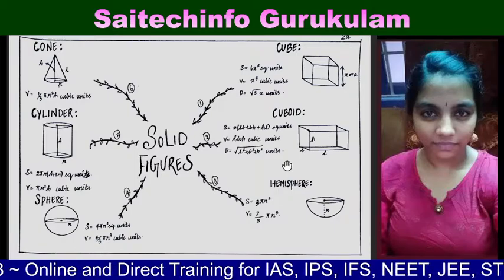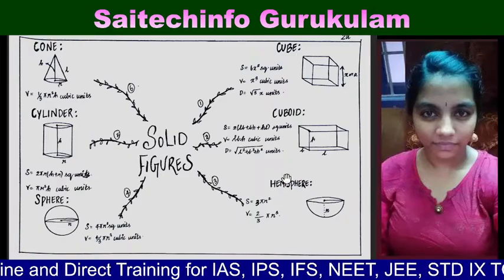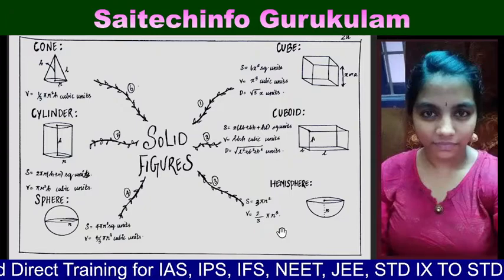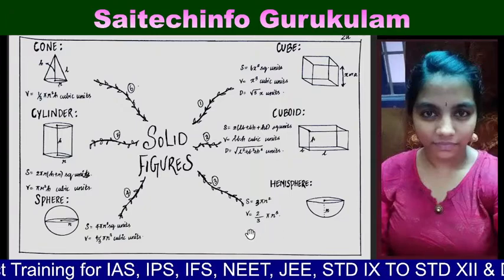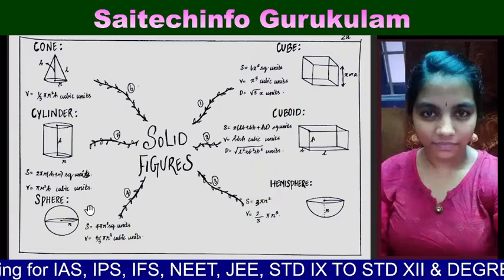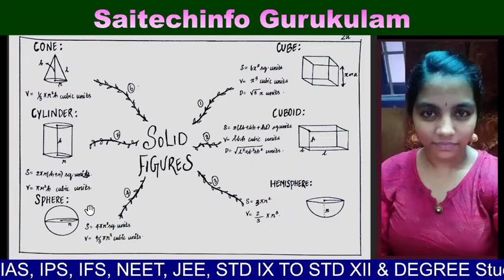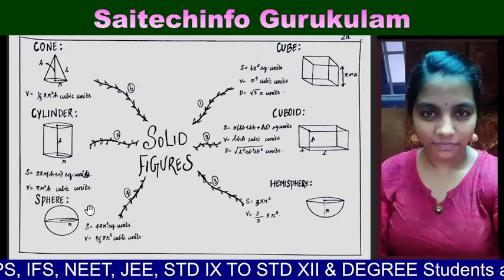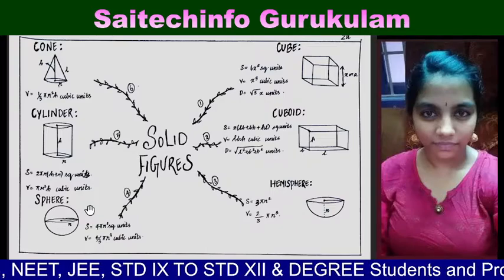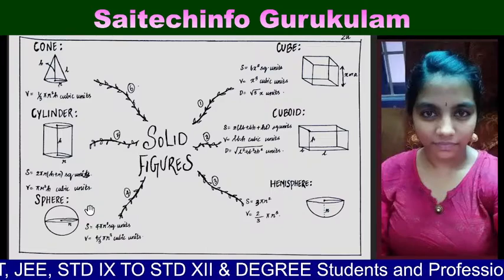Hemisphere. Surface area S is equal to 3 pi r square. Volume V is equal to 2 by 3 pi r cube. Sphere. Surface area S is equal to 4 pi r square units. Volume V is equal to 4 by 3 pi r cube cubic units.